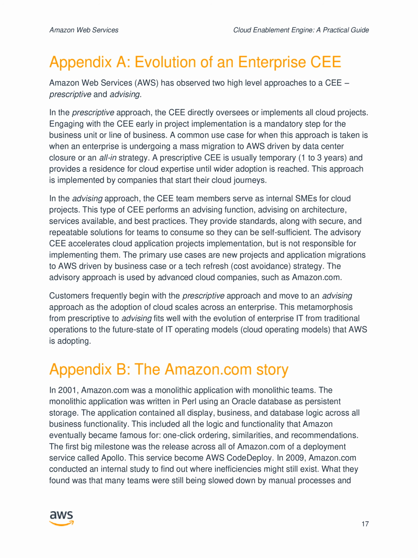Appendix A, Evolution of an Enterprise CCoE. Amazon Web Services, AWS, has observed two high-level approaches to a CCoE, prescriptive and advising. In the prescriptive approach, the CCoE directly oversees or implements all cloud projects. Engaging with the CCoE early in project implementation is a mandatory step for the business unit or line of business. A common use case for when this approach is taken is when an enterprise is undergoing a mass migration to AWS driven by data center closure or an all-in strategy.